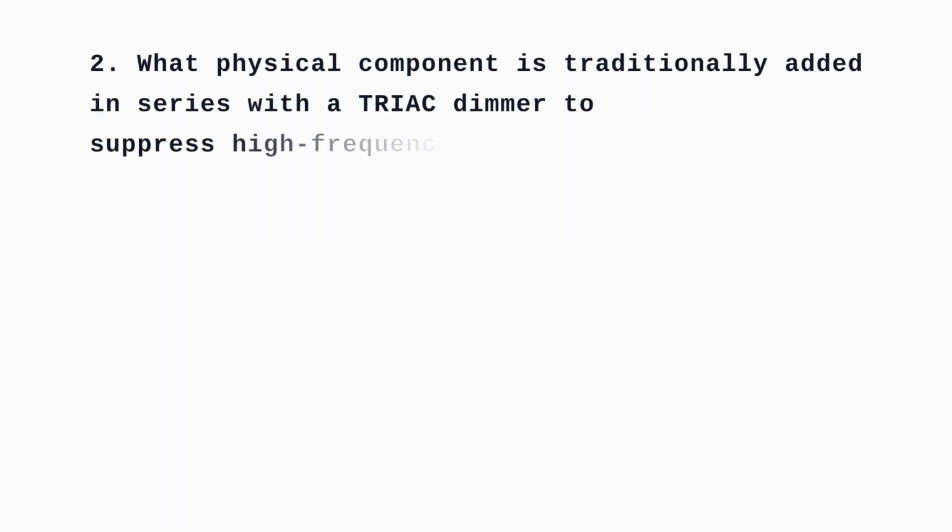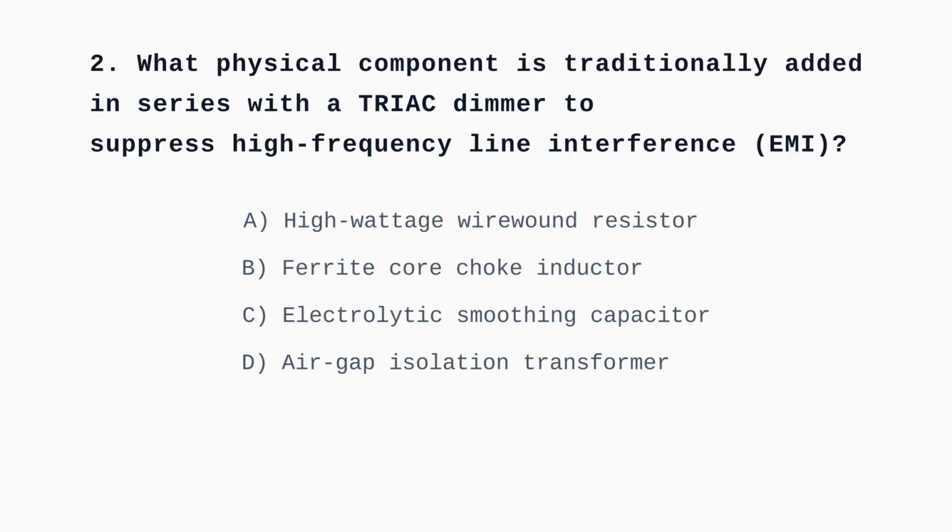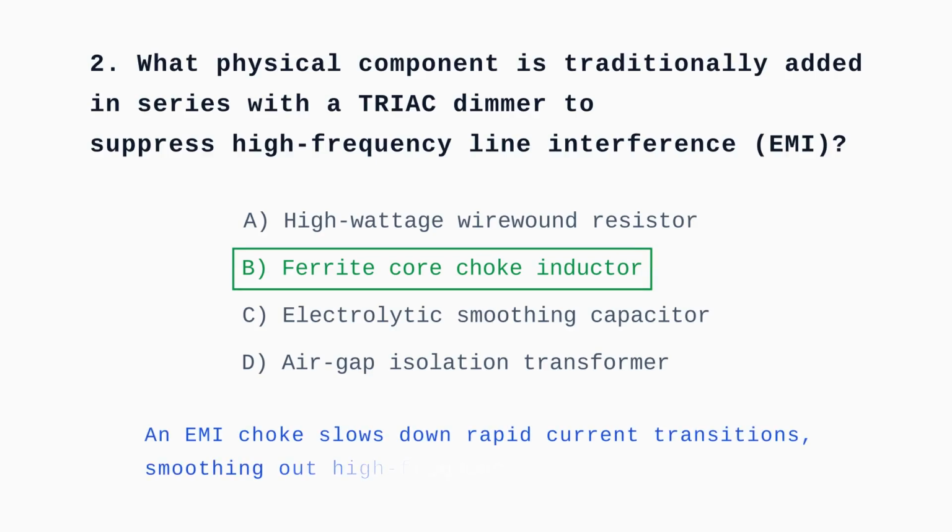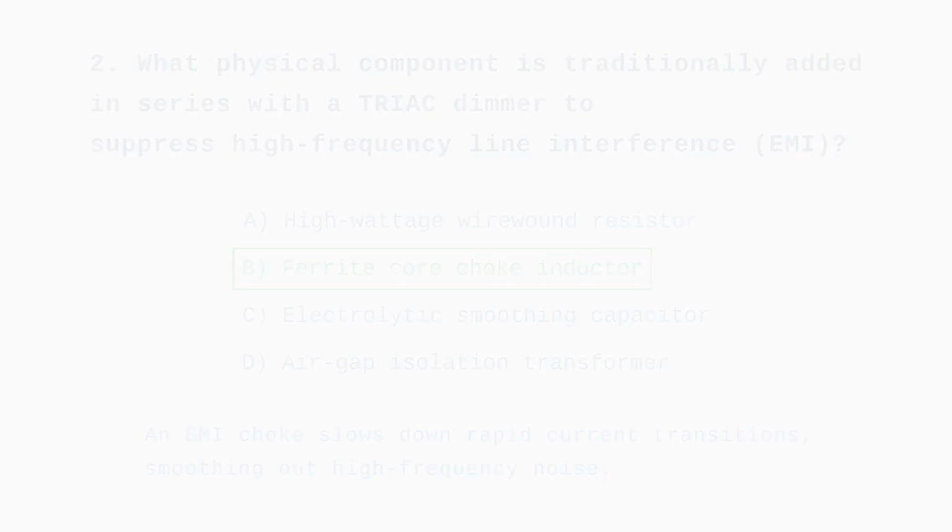Question 2. What physical component is traditionally added in series with a Triac dimmer to suppress high-frequency line interference? A series iron or ferrite core choke inductor adds inductive reactance that rounds off the sharp edges of the switched current, filtering out unwanted radio frequency noise.